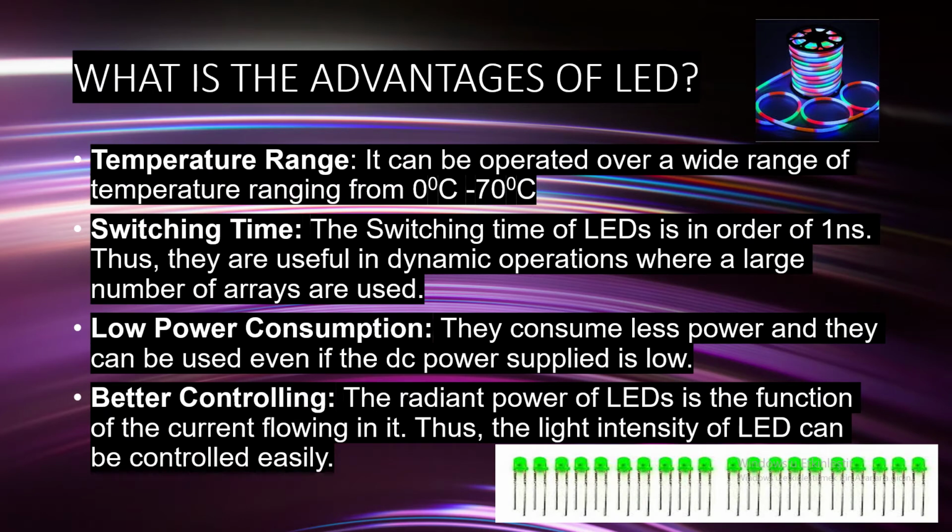What are the advantages of LED? Temperature range. It can be operated over a wide range of temperatures. Switching time. The switching time of LED is on the order of 1 nanosecond. Thus, they are useful in dynamic operations where a large number of arrays are used. Low power consumption. They consume less power and they can be used even if the DC power supplied is low. Better controlling. The radiant power of LED is a function of the current flowing in it. Thus, the light intensity of LED can be controlled easily.